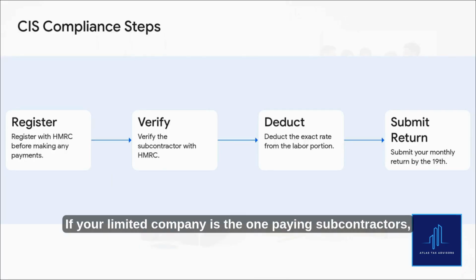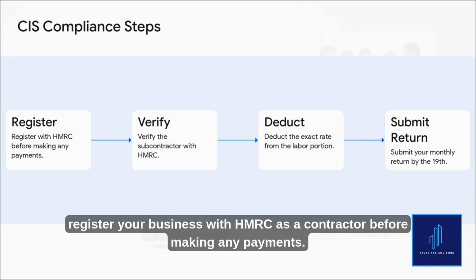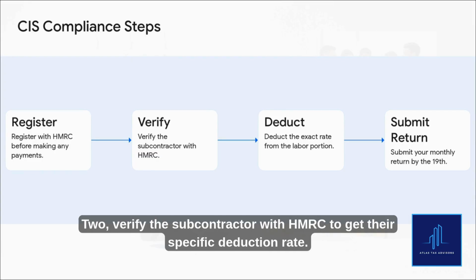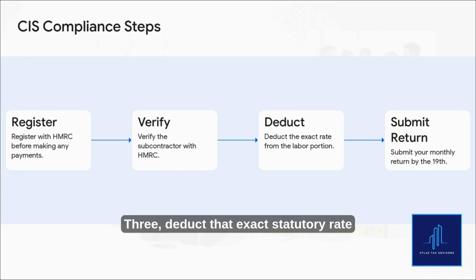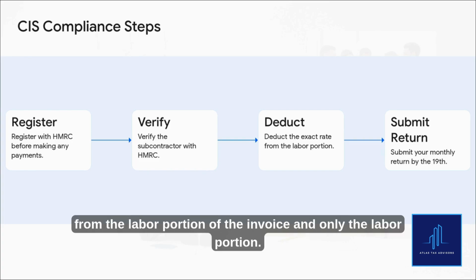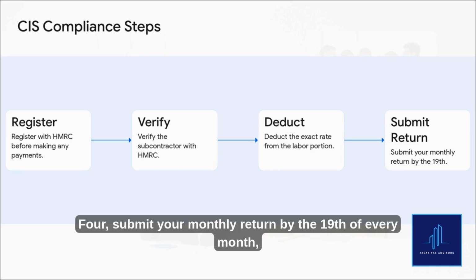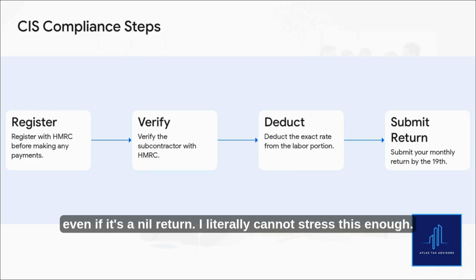If your limited company is the one paying subcontractors, you must follow this strict, non-negotiable sequence. 1. Register your business with HMRC as a contractor before making any payments. 2. Verify the subcontractor with HMRC to get their specific deduction rate. 3. Deduct that exact statutory rate from the labor portion of the invoice and only the labor portion. 4. Submit your monthly return by the 19th of every month, even if it's a nil return.